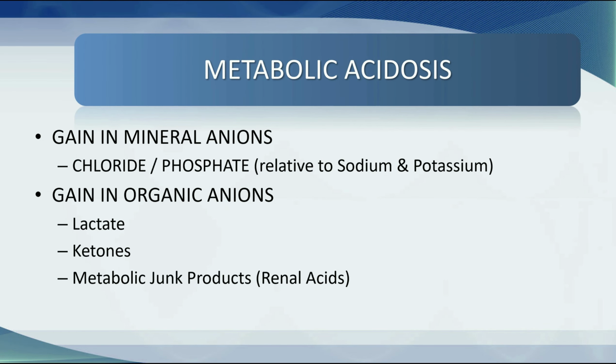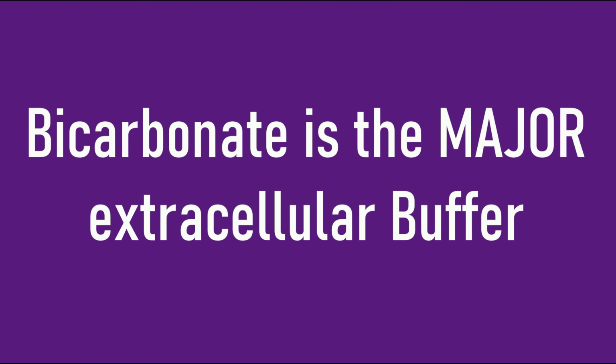To get a metabolic acidosis, there has to be either a gain in mineral anions such as chloride or phosphorus relative to sodium and potassium. So either hyperchloremia with normonatremia or normochloremia with hyponatremia, or a gain in organic anions such as lactate, ketones, or metabolic junk products. Key to understanding all of this, though, is that bicarbonate is the major extracellular buffer.